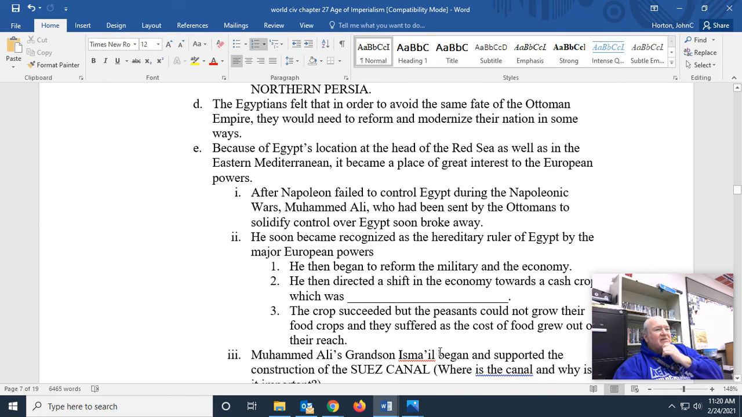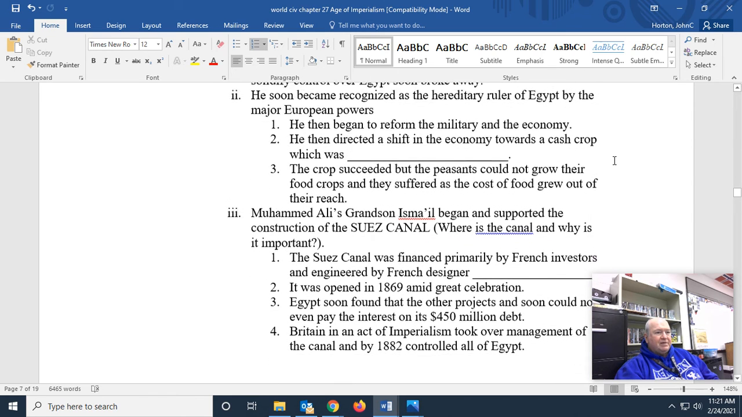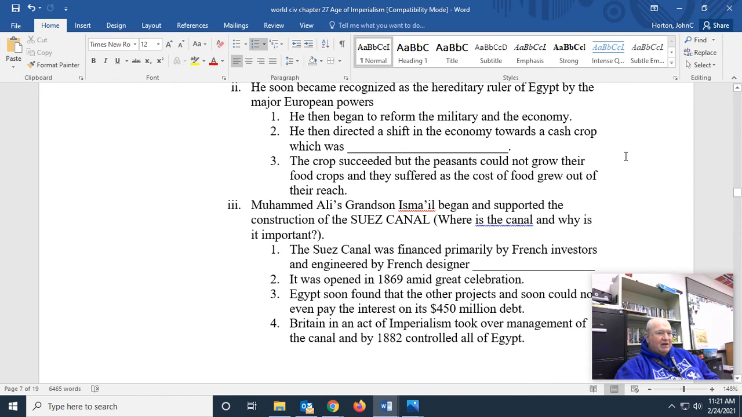As well as in the Eastern Mediterranean, Egypt became a great place of interest to the European powers. After Napoleon failed to control Egypt during the Napoleonic Wars, Muhammad Ali, a different Muhammad Ali, who had been sent by the Ottomans to solidify control over Egypt, soon himself broke away. He soon became recognized as the hereditary ruler of Egypt by the major European powers. He then began to reform the military and the economy. He directed a shift in the economy towards a cash crop, which was cotton.